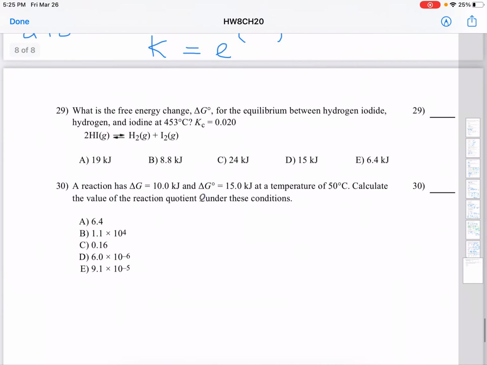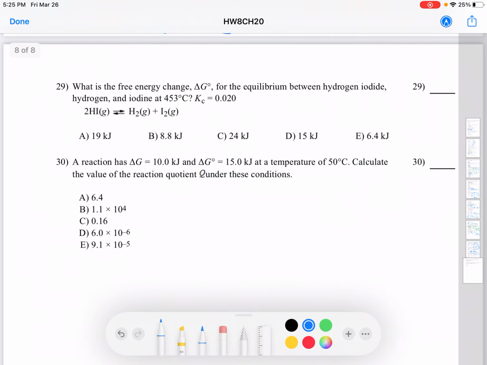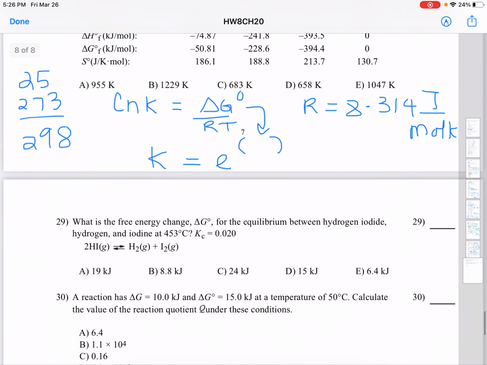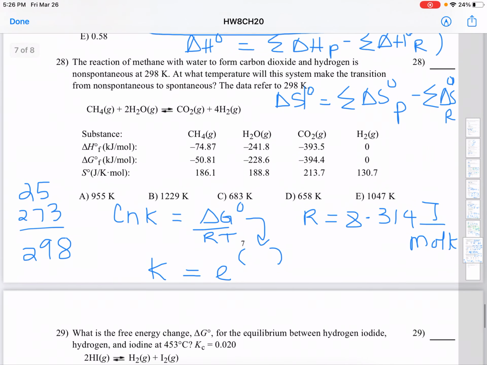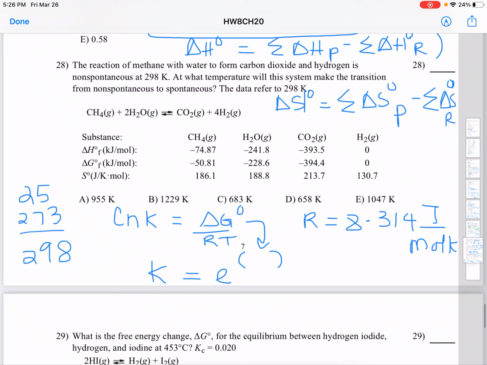That's 28. And number 29, what is the free energy delta G naught for the equilibrium between hydrogen and iodine when Kc is given 0.02. So we are given Kc. Did we do 28? I think we skipped 28.